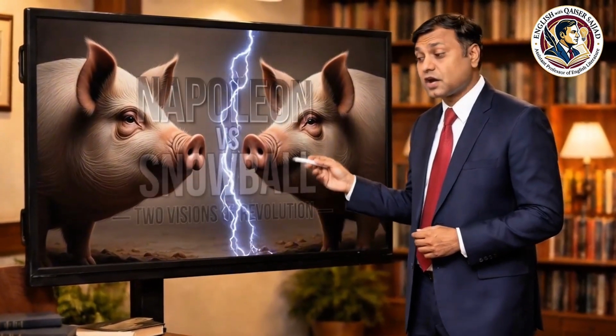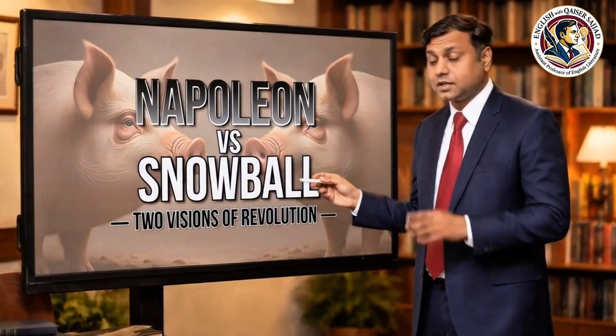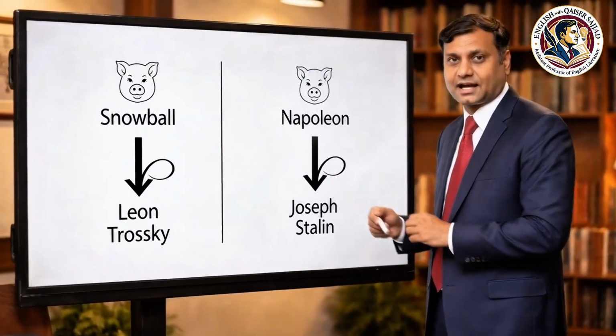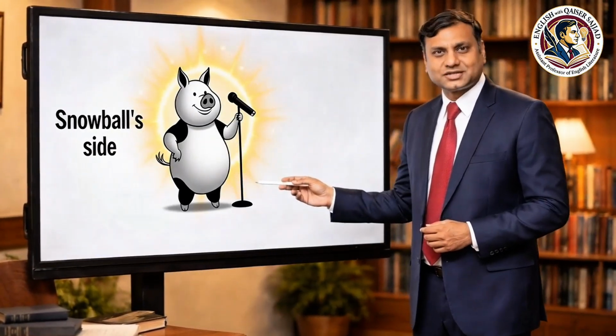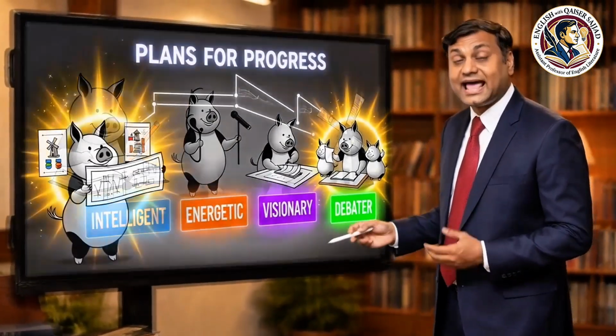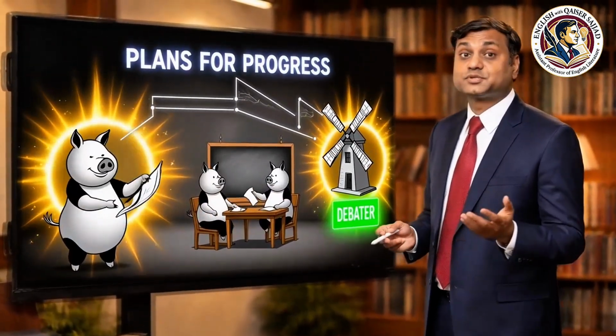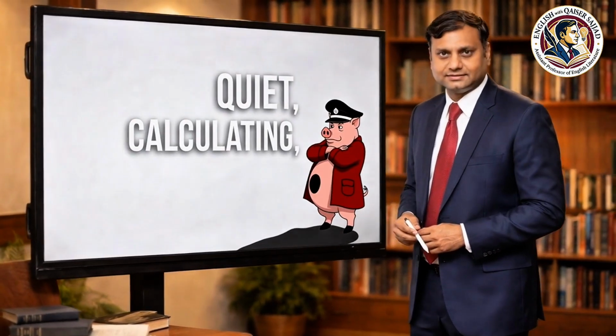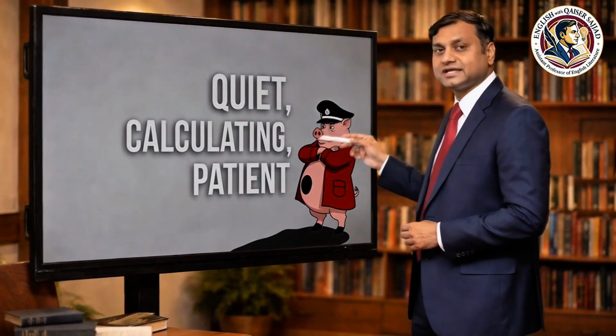Now we arrive at the most important conflict in the novel, the struggle between Napoleon and Snowball. Snowball represents Leon Trotsky, while Napoleon represents Joseph Stalin. As readers, we immediately notice their different personalities. Snowball is intelligent, energetic, and enjoys debate. He develops plans to improve the farm. Napoleon, on the other hand, is quiet and calculating. He rarely speaks. Instead, he focuses on gaining power.